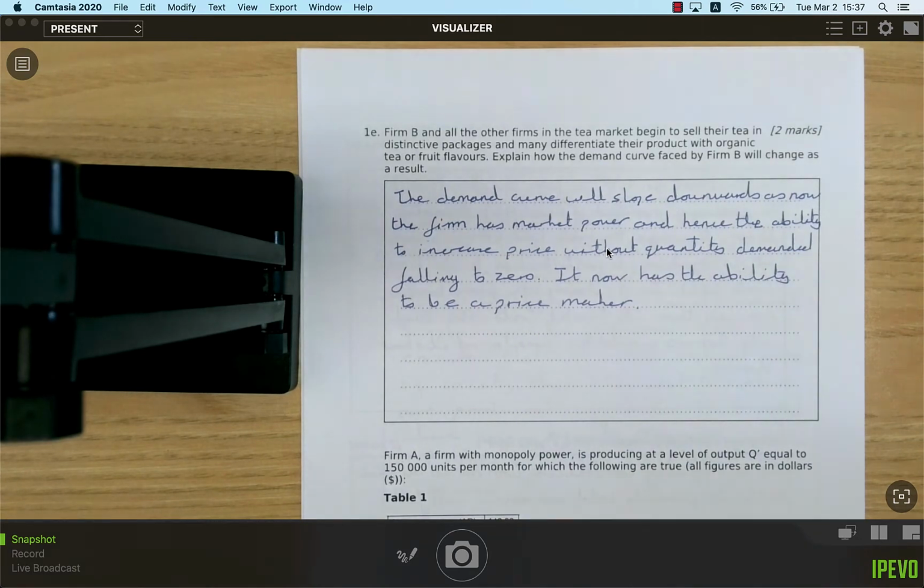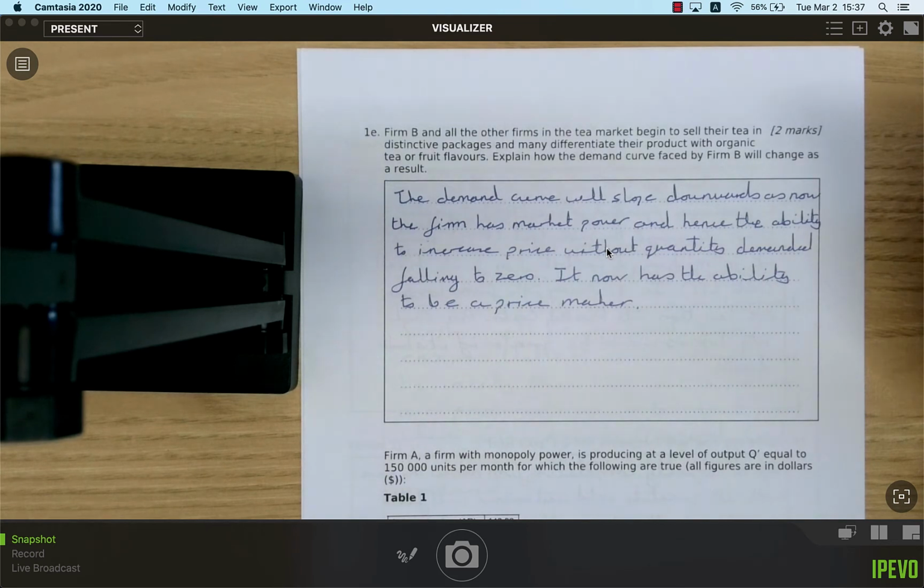Okay, and many differentiate their product with organic tea or fruit flavors. It's not homogeneous anymore. Therefore, you've got a downward sloping demand curve. You've got some form of market power. Explain how the demand curve faced by firm B will change the result. The demand curve will slope downwards now, now that the firm has market power. And why does it have market power? Because it's not a homogeneous good anymore. It's not identical to its competitors in the minds of consumers, and they're the ones you have to convince.